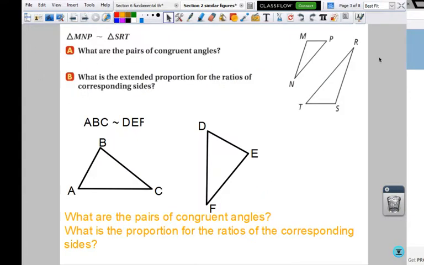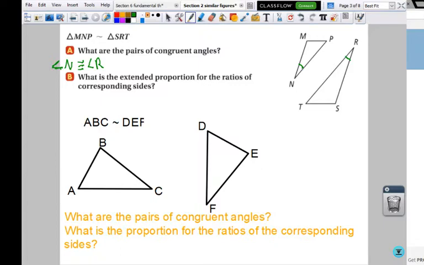So we are going to look at these two shapes over here, triangle MNP, and it is similar to triangle SRT. We are going to match up and say what are the pairs of congruent angles. So if I'm going to look at angle N, what is angle N going to be congruent to? N and R are going to be congruent. So I'm going to say angle N is going to be congruent to angle R. Congruent symbol is terrible, but there you go.